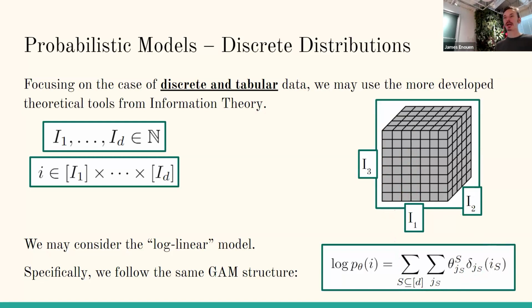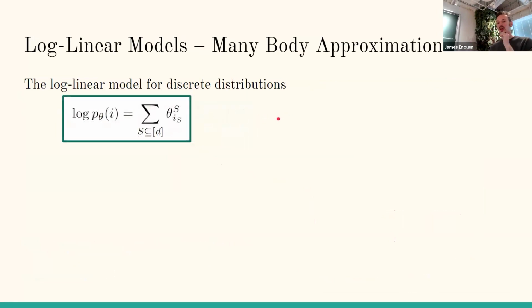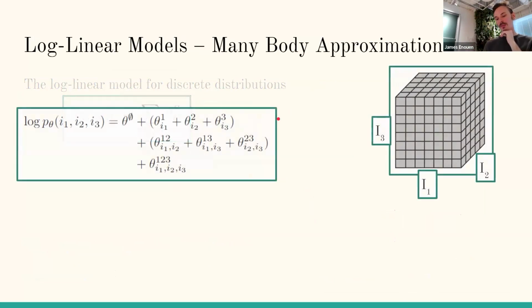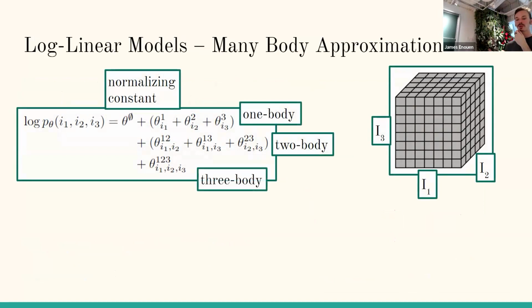And then we're going to keep the interaction structure, the feature interactions between all the variables. So I'll also just quickly collapse this indicator function so that it's a little simpler to write. And so this is the log linear model for our discrete distributions. Let's look at a specific case with three dimensions. We have the normalizing constant, which we have to fit to make it equal to a probability distribution, which sums to 1. And then we have the one-body terms, the two-body terms, and the three-body terms.